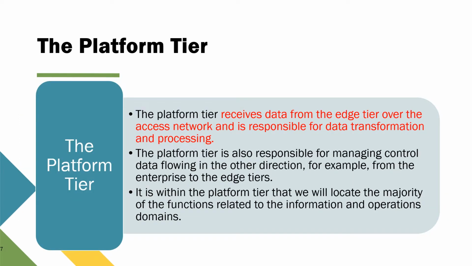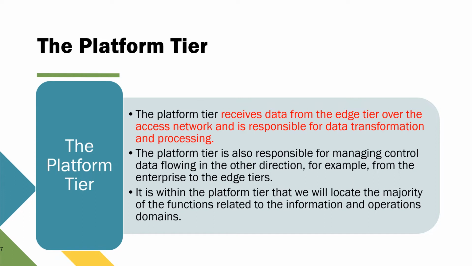Now let us look into the second tier, which is the platform tier. The platform tier will receive all the data that are gathered in the edge tier over the access network, and then it is responsible for data transformation and processing. It will analyze all the data that comes from the edge tier into something that is usable, and that can be read by other people.